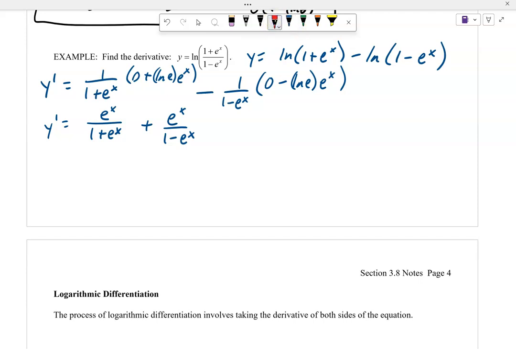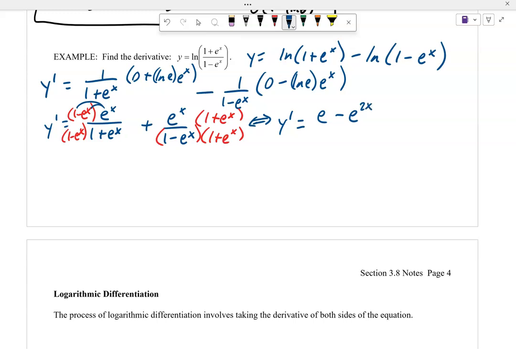Now I'm going to get a common denominator here. I'm going to give this 1 plus e to the x, 1 plus e to the x. I'm going to give this a 1 minus e to the x, 1 minus e to the x. And so our y prime ends up being e to the x. I'm going to distribute this here. I've got e to the x minus e to the x times e to the x, e to the 2x, right? I'm using a to the m times a to the n is a to the m plus n.